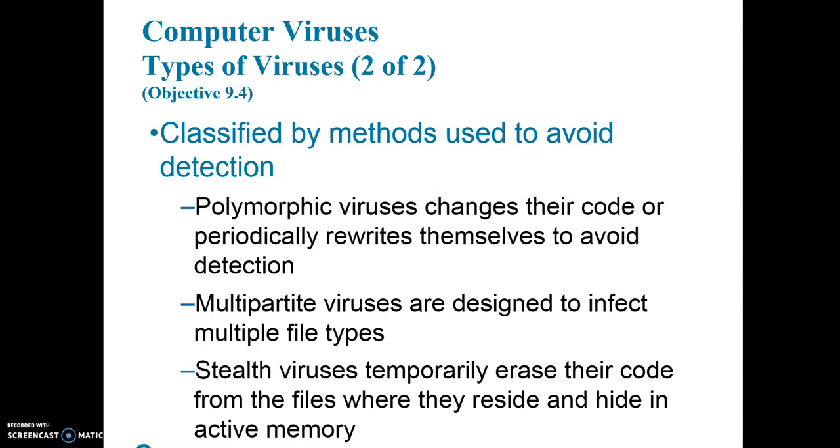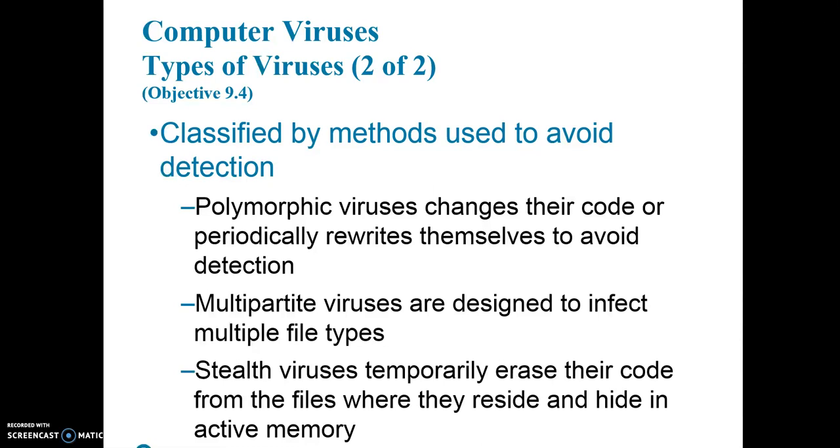Viruses can also be classified by the methods they use to avoid detection. We have polymorphic viruses, which actually change their code in order to avoid detection. Antivirus software works by looking for certain signatures in programs. Polymorphic viruses rewrite themselves, so they don't have those signatures the antivirus software is looking for, and they go undetected a lot of times. It's crazy to think of these programs doing that.